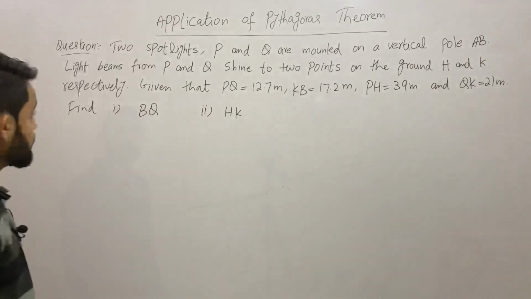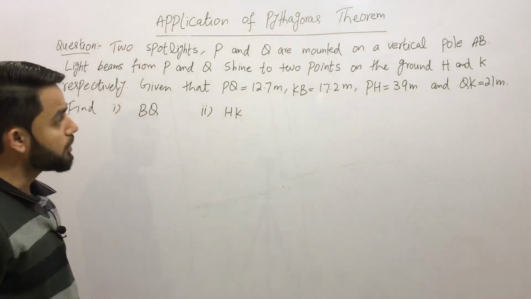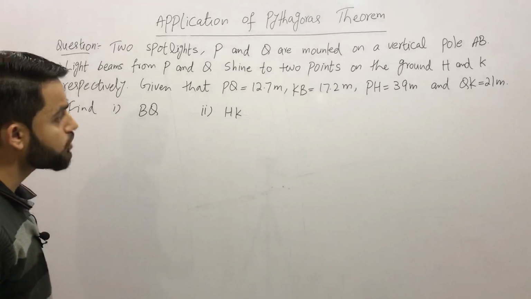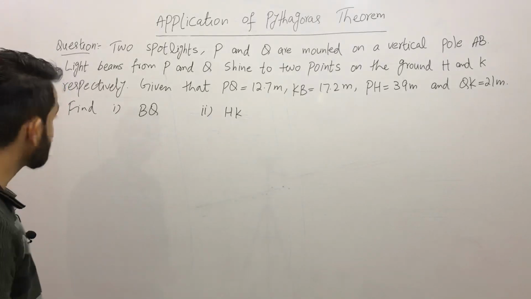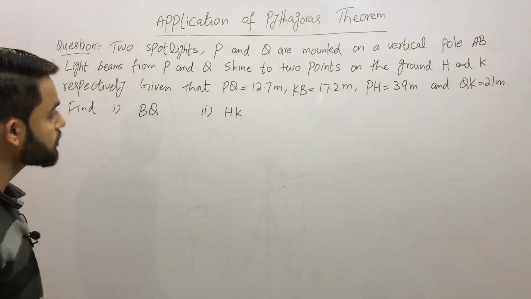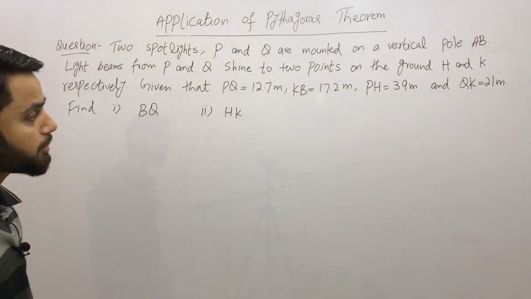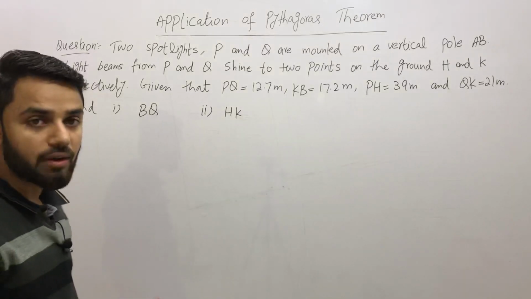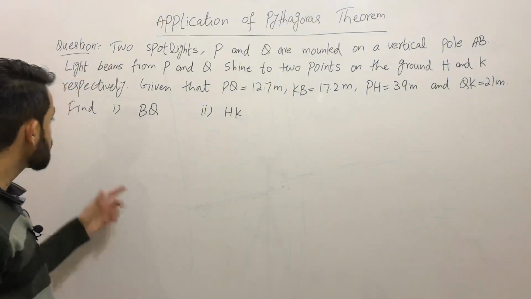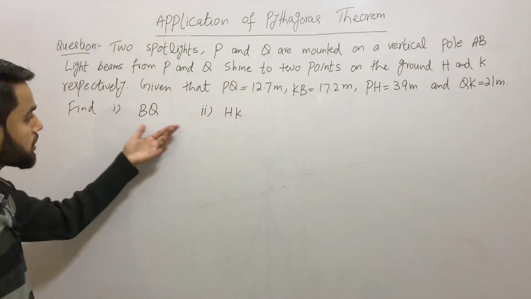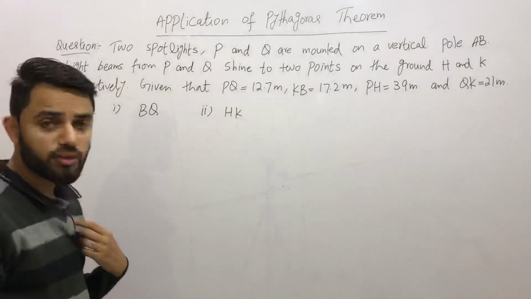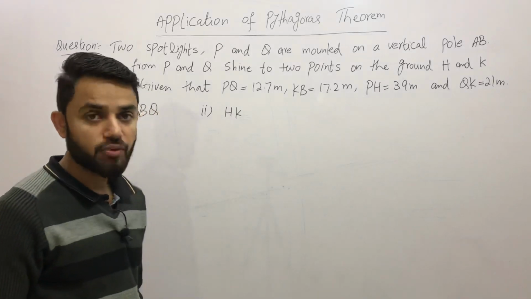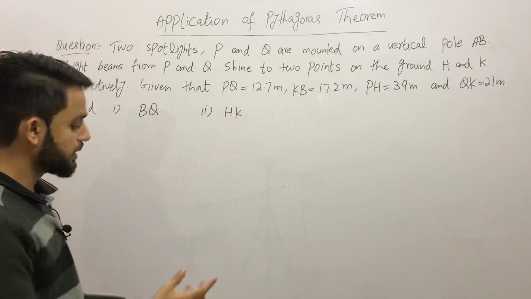So it says two spotlights P and Q are mounted on a vertical pole AB. Light beams from P and Q shine to 2 points on the ground, H and K respectively. Given that PQ is 12.7, KB is 17.2, PH is 39 and QK is 21 meters. All the units are in meters. We need to find the length BQ and HK. So first we are going to draw our figure, and we will see what this problem is actually talking about.